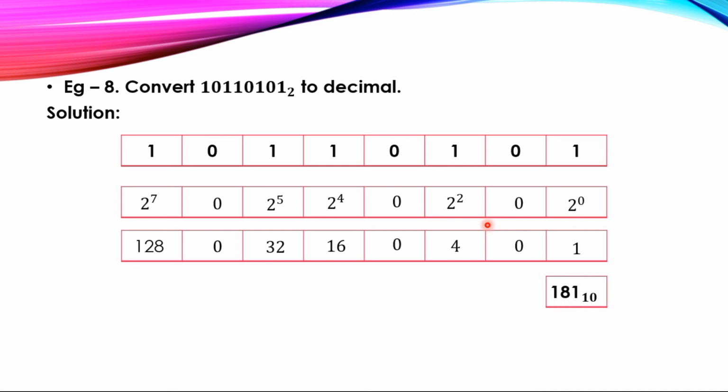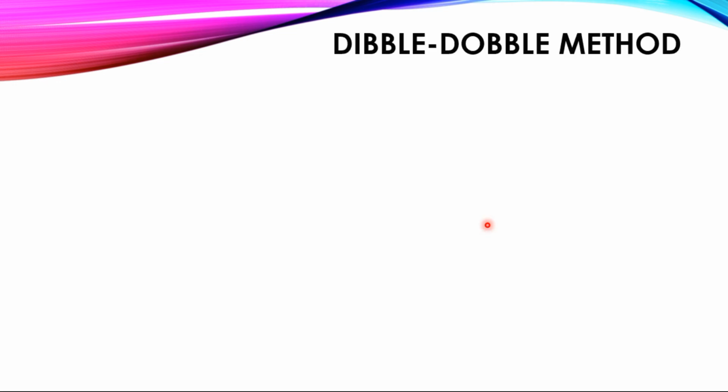So your binary number 10110101 to the base 2 is equal to your decimal number 181. Now we will see one more method of converting your number from binary to decimal. It is called the double method. Now the same example we are going to take, that is 11011 to the base 2.